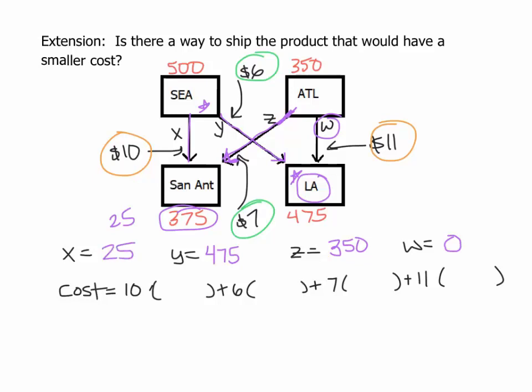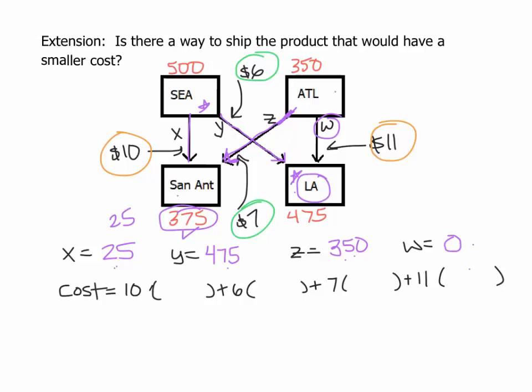So let's just double check here. X plus Y is 500. That's true. 25 plus 475 is 500. Z plus W is 350. 350 plus 0 is 350. Check the San Antonio. X plus Z, that's 25 plus 350. That does give me that 375. And the LA plant had 475 coming from Seattle, none coming from Atlanta. 475 plus 0 gives us 475.